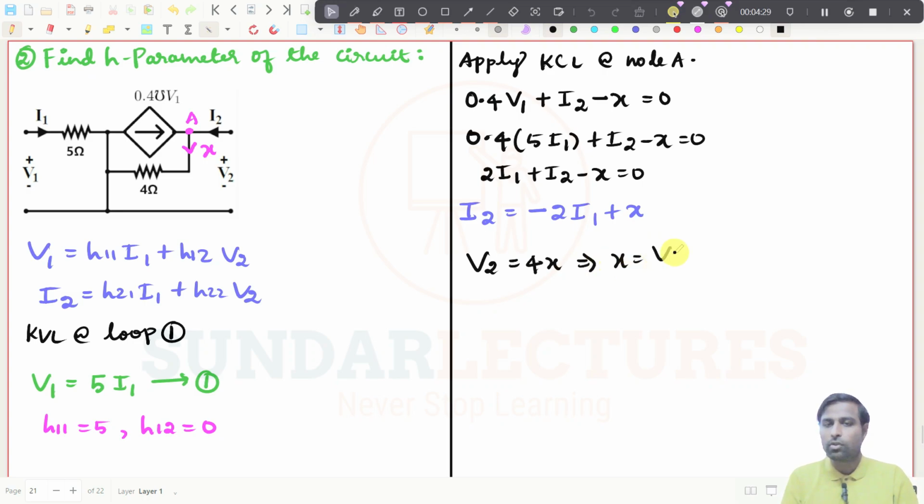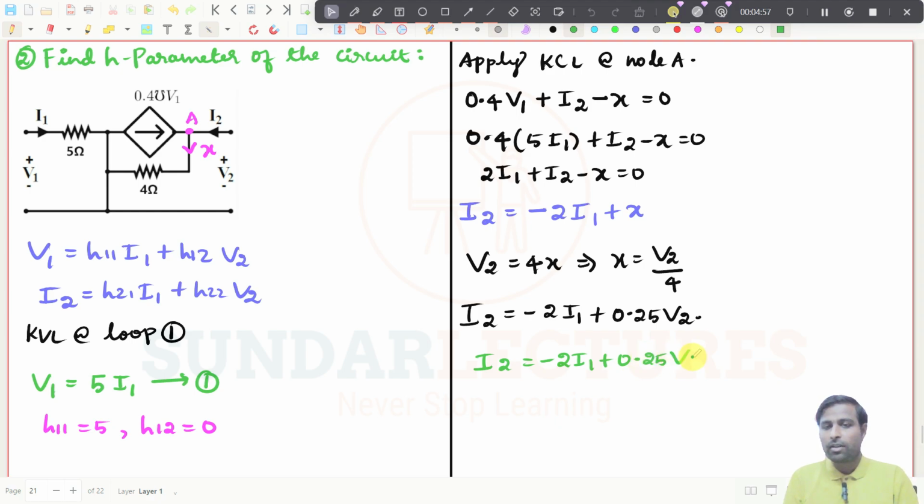X will be equal to V2 by 4. That's all. You just substitute that in that expression. So it is minus 2 I1 plus V2 by 4. What is the value? It will be 0.25 V2. We have got the expression now. So I2 will be equal to minus 2 I1 plus 0.25 V2. That's all. You can compare these two expressions now.